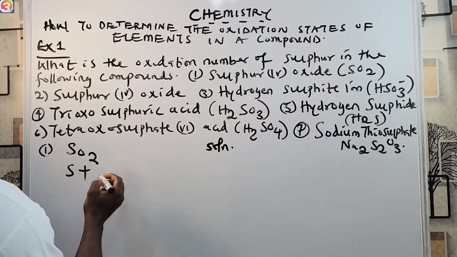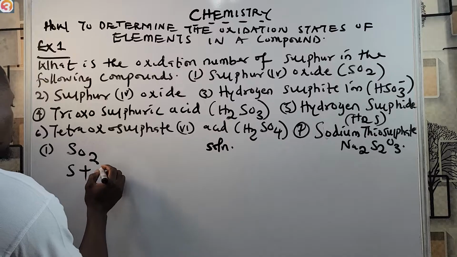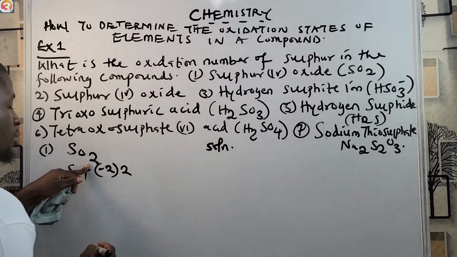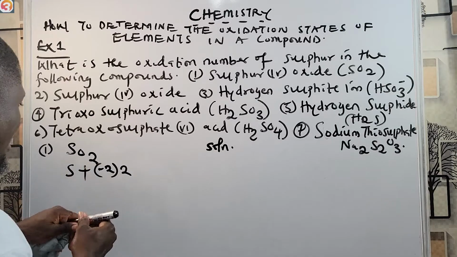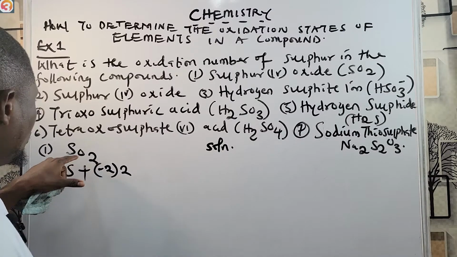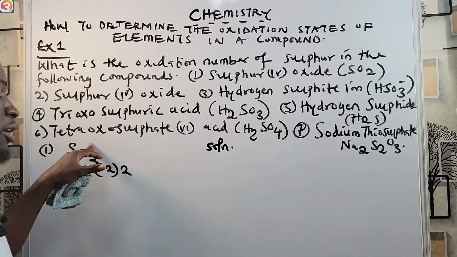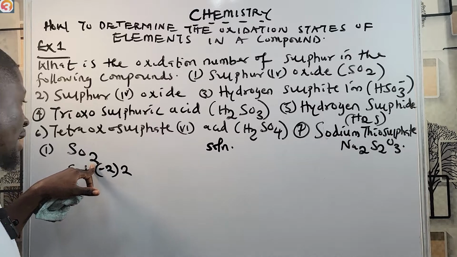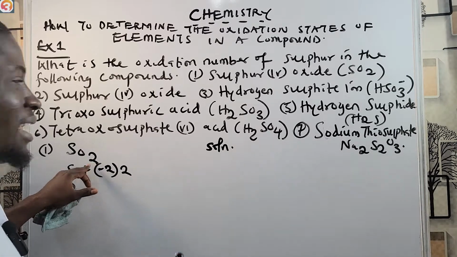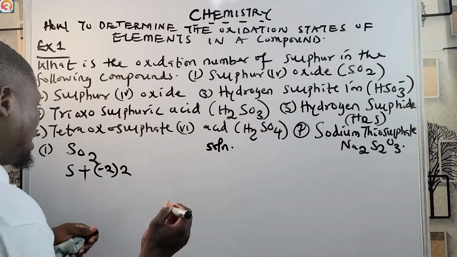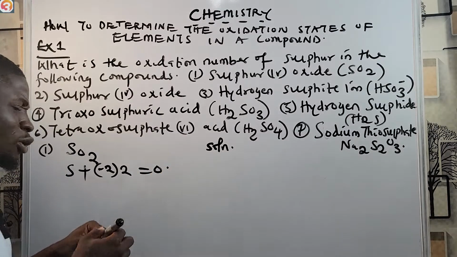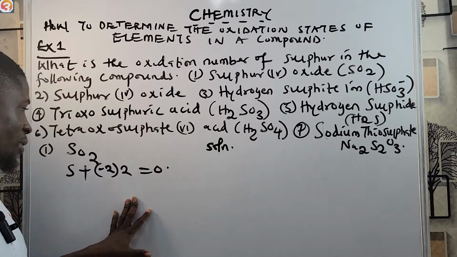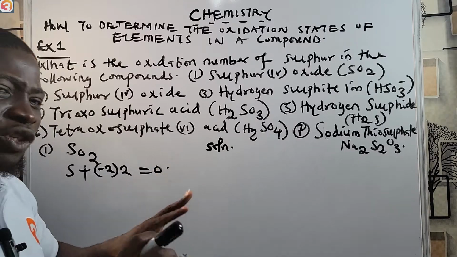So S plus O2, that is oxygen is -2 times 2, because we are seeing 2 down here, so you put 2 here also. There are 2 atoms of oxygen here. So -2, which is the oxidation number of oxygen, times 2, the number of atoms of oxygen present in the compound we are discussing, and everything will be equal to 0, because the sum of the oxidation numbers of all the elements in a molecule of a compound is 0 for an uncharged compound.